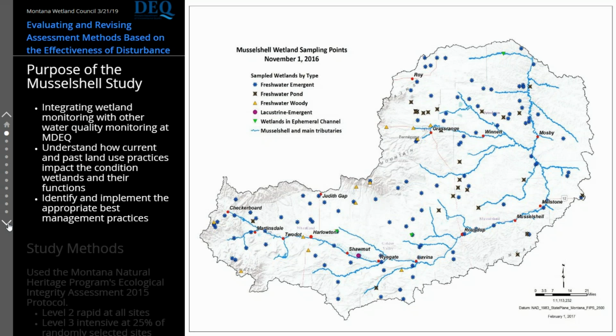So we started monitoring the Musselshell in 2014 as part of a larger investigation into water quality and habitat conditions across the basin. Our goal from wetlands was to understand the effect current and past land use practices have on the functions wetlands provide our communities, the environment, and the economy. We wanted to use this understanding of the effect to help implement and suggest appropriate best management practices to protect, restore, and maintain wetlands.